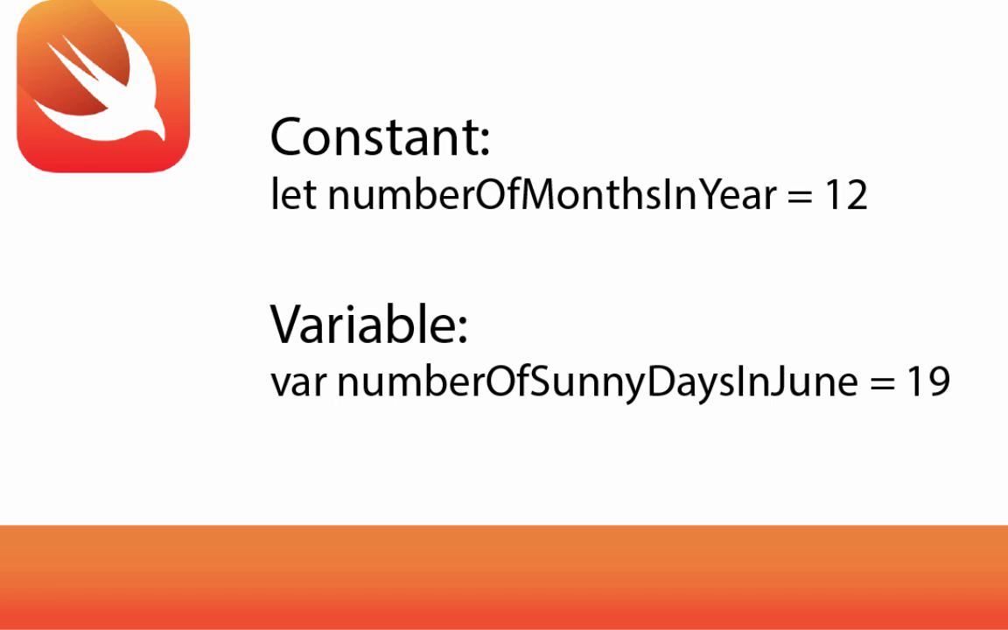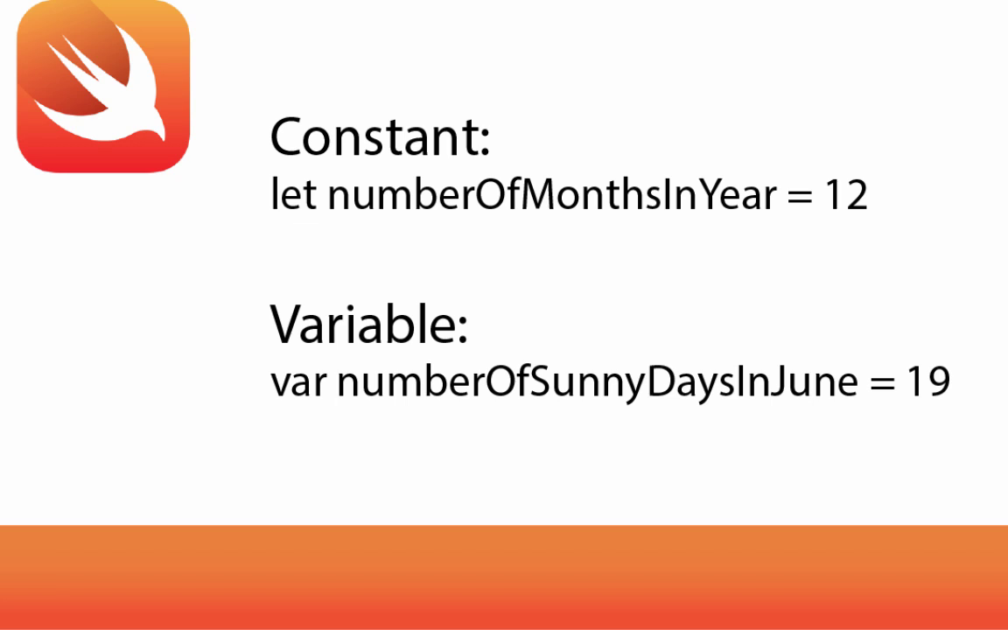Now this is a constant, and all constants will start with the word let. And as you can see, the number of months in year will never change. It's always going to be 12. And variables start with the word var, V-A-R, numberOfSunnyDaysInJune, and let's set that equal to 19. Because we don't know how many sunny days were in June, I'm just guessing, but that can always vary.